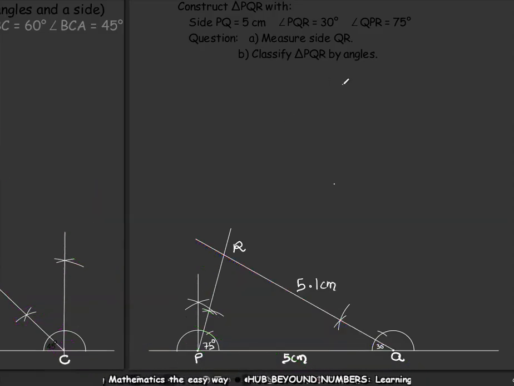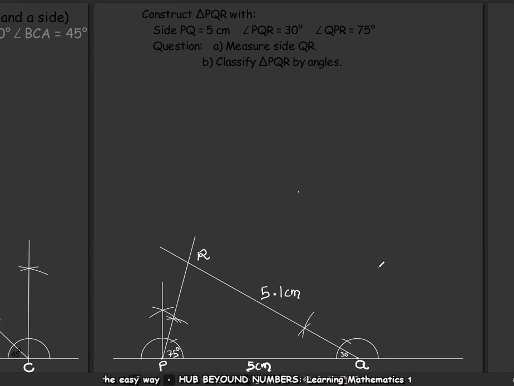Now it says we have to classify this by angle. Looking at the angles, we have 75, 30, and then another angle here. But you see, they are all not the same. And since they are not the same, then it's certainly going to be a scalene triangle, right? So that is it for this particular question.